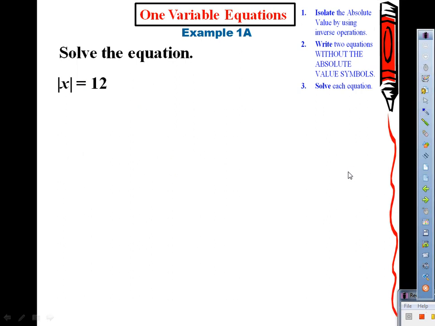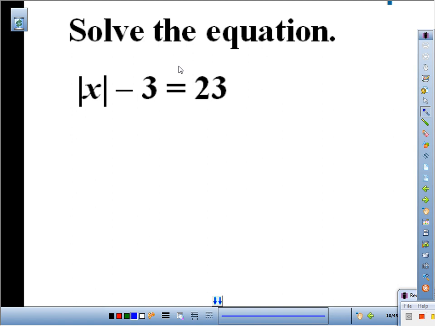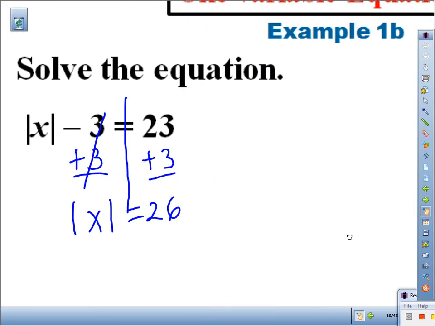Okay, write your utensils down. Look at this one. Here it goes. Going to get a little bit interesting. Line down the equal sign. Here it goes. Is the absolute value by itself on one side? No. What's next to it? Negative 3, or minus 3. So what is the inverse? Plus 3, plus 3. We got absolute value of x equals 26. Do you know what to do from there? Okay, copy that and finish it off. This is example 1B.